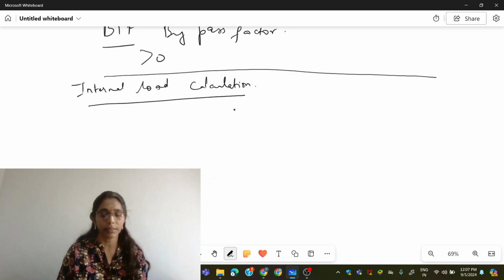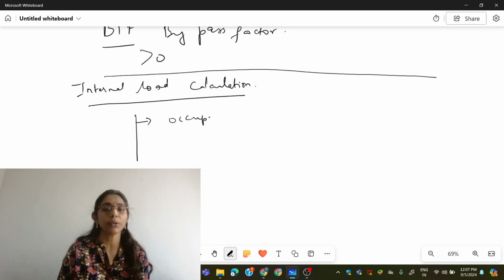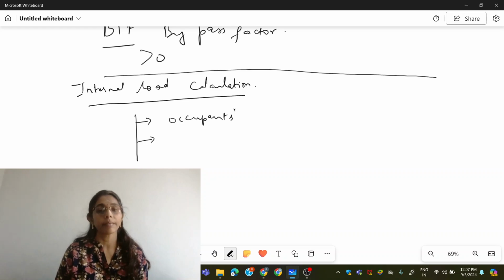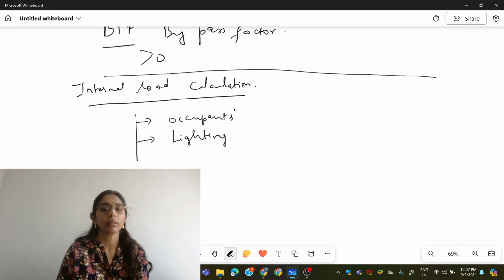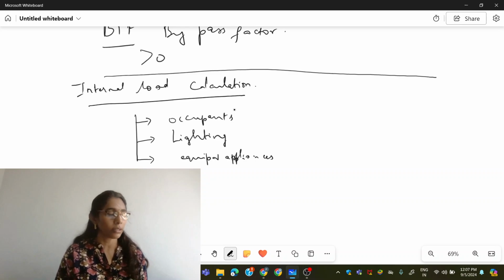The internal load calculation. Here again, you have three types. The first one is due to the occupants. Occupants means we human beings, any pet animals, anything like that. And then you have the lighting. Suppose you are using normal lighting or an LED source. Then the third one is due to equipment and appliances. This can refer to TV, fridge, AC, washing machine and all those things.